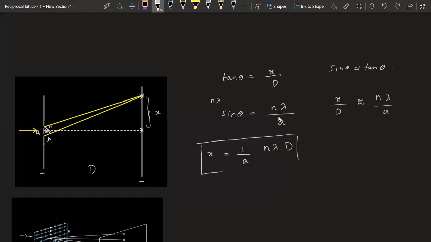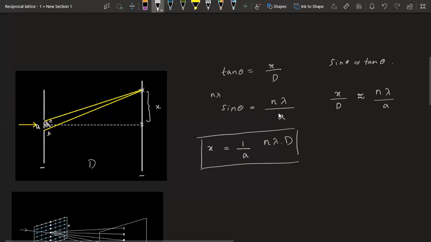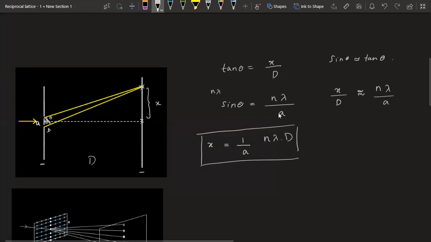So what was our aim? We actually wanted to measure the distance a, the separation between the slits. So we shine some light over here with wavelength lambda, and we put a screen over a distance d and measure this particular distance between this central maxima and the first bright spot. So from this x value, you can actually calculate back the value of a. You don't know the value of a, but you can measure this x value.